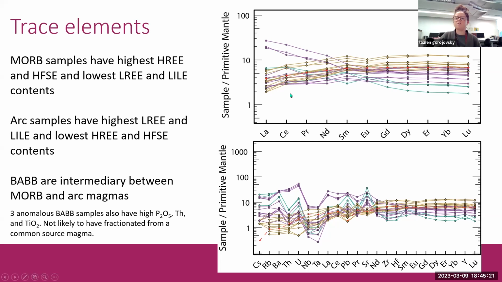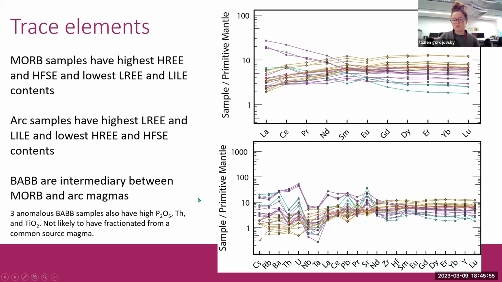These have positively sloping rare earth patterns. The arc basalts, which are in the green, have negatively sloping patterns, so they're enriched in the light rare earths and depleted in the heavy rare earths. The arc basalts also have the highest enrichment in the large ion lithophiles, the fluid mobile elements, and they also have the greatest depletions in the high field strength elements. Those are the ones that aren't fluid mobile and tend to only be changed with partial melting, for example.